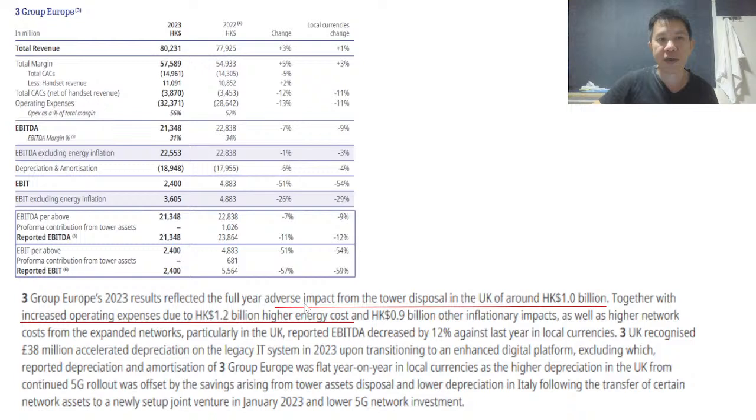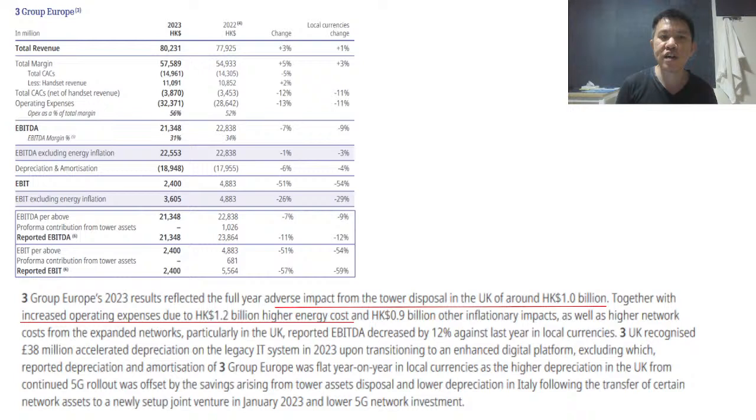And also, what faced Europe is the Russian-Ukraine war. They have the energy crisis. So the cost of energy is huge, and with higher energy costs, their expenses increase. Also, this hurts their profitability because telco is quite asset heavy.